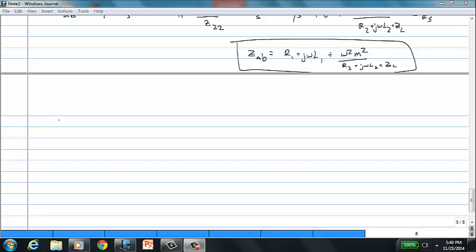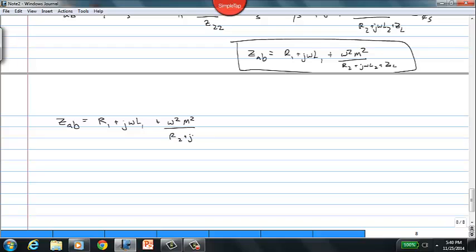So I'm just going to recopy that transformer impedance here. ZAB equals R1, the resistance of the primary side, plus j omega L1, which is the reactance of the primary side, plus this term, omega squared M squared over R2 plus j omega L2 plus ZL. These two just represent the reactance.